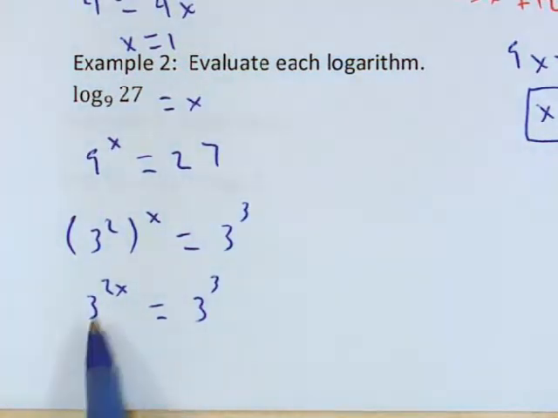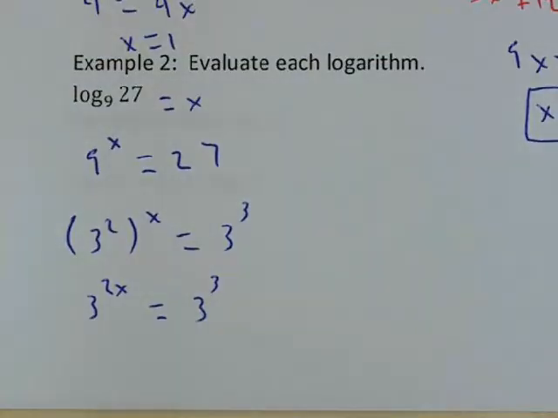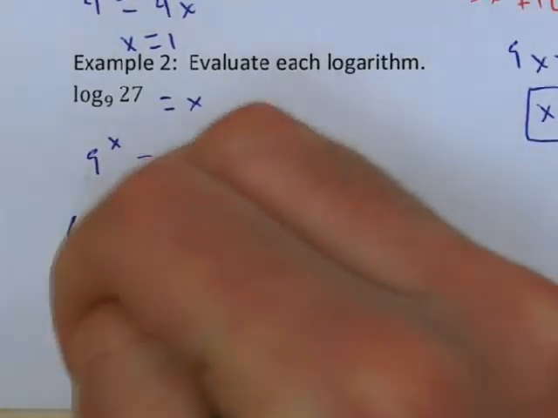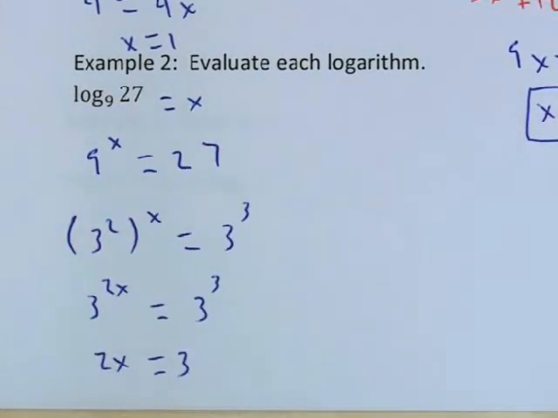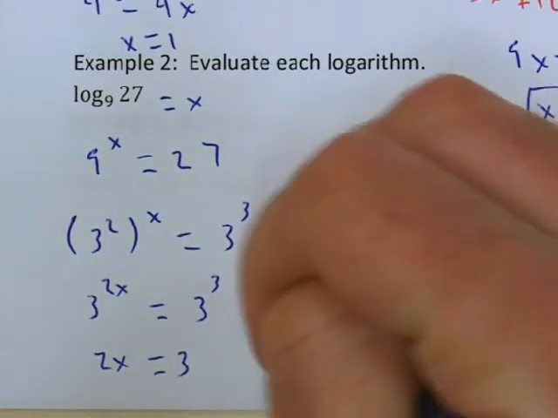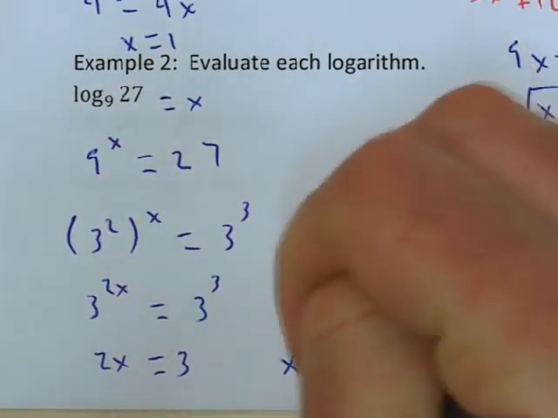And then now that I have 3 to a power equals 3 to a power, well, now I can ignore my bases and set my exponents equal to each other. So I get 2x equals 3. And if we divide both sides by 2, we get x equals 3 over 2.